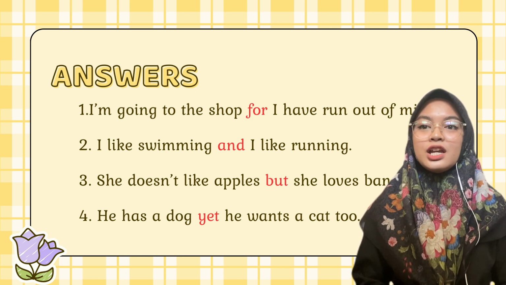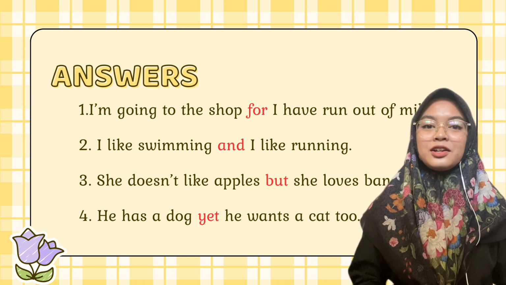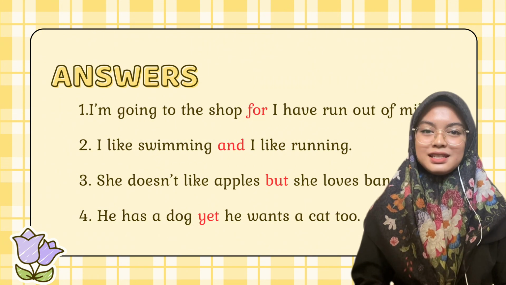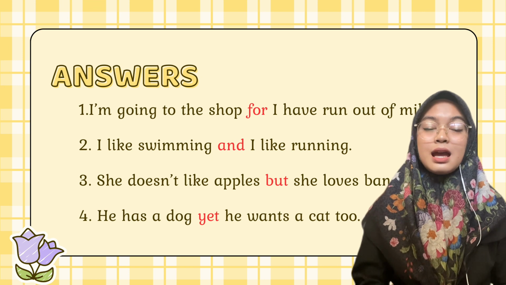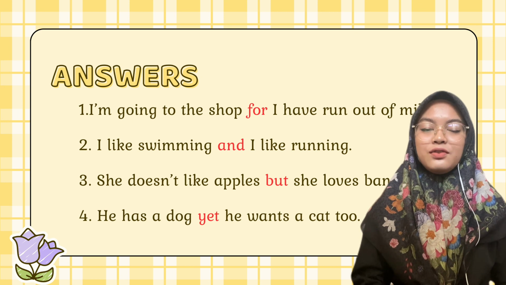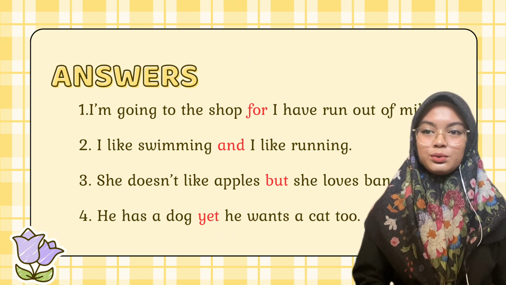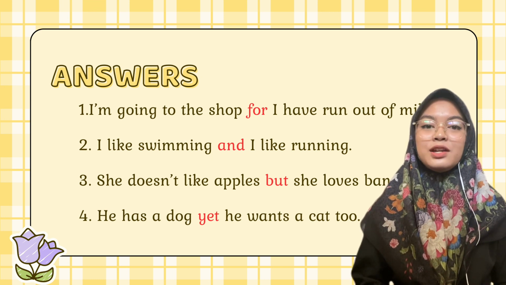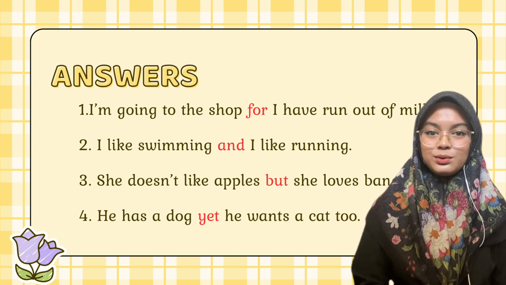Next, we have she doesn't like apples. She loves bananas. Correct, by using "but." She doesn't like apples, one negative independent clause, but, conjunction, she loves bananas, one positive independent clause. Last but not least, we have he has a dog. He wants a cat too. How do you guys do this one? Correct, by using "yet." He has a dog, yet he wants a cat too.